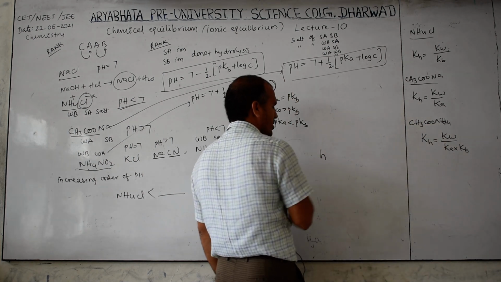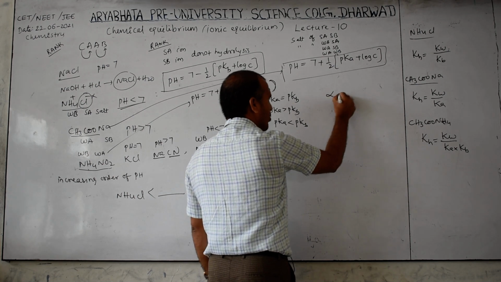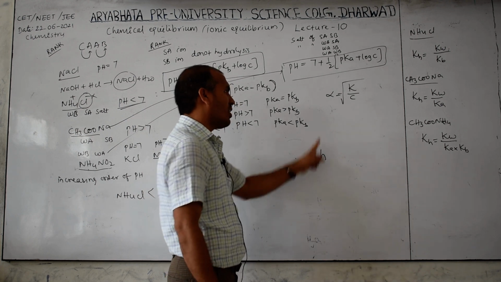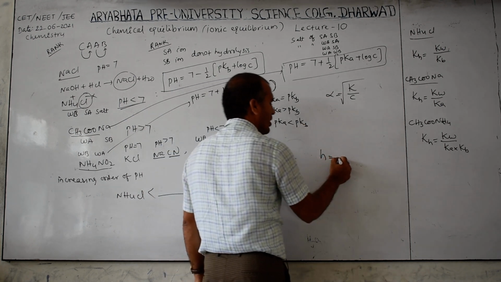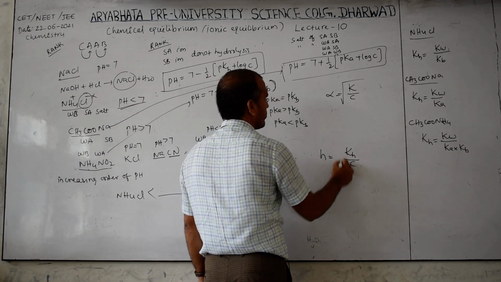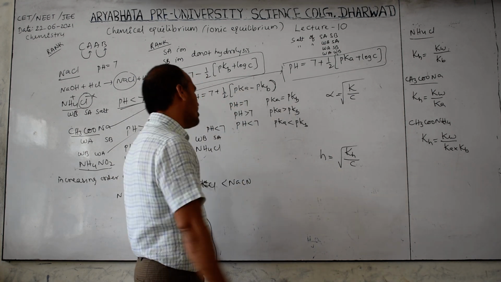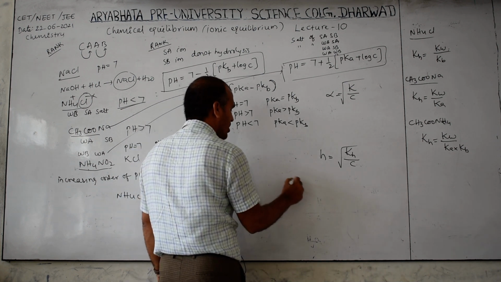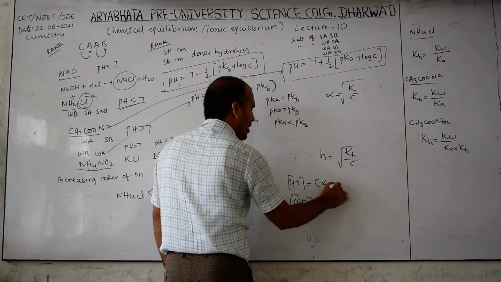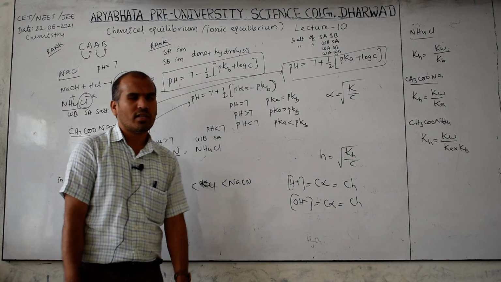Another one is the degree of hydrolysis, h, which is nothing but alpha. The alpha value I already gave earlier: square root of K by C. So here alpha is nothing but h, similarly h = square root of Kh by C. Like this also they will ask directly in the examination. And we know that H+ ion concentration is equal to C alpha, OH- ion concentration is equal to C alpha, but here it is C h. Like this also, these are direct formulas they will ask in competitive exams.